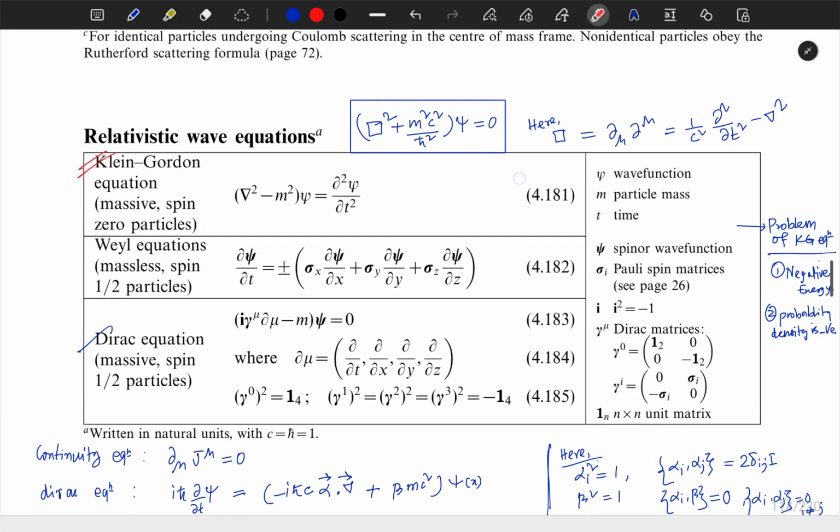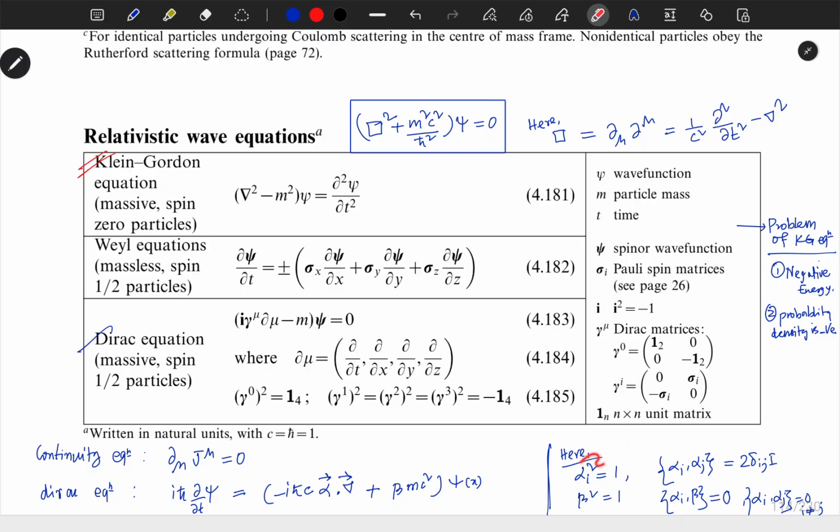Relativistic wave mechanics, the KG equation, the Klein-Gordon equation, can be written as (box square plus m square c square by ħ square) psi equal to 0. Here box is ∂μ∂μ equal to 1 by c square ∂² by ∂t² minus nabla square. The Dirac equation can also be written in time-dependent form, like iħ ∂psi/∂t equal to (−iħc α·∇ plus β m c square) psi. This is the Dirac equation represented with that expression.